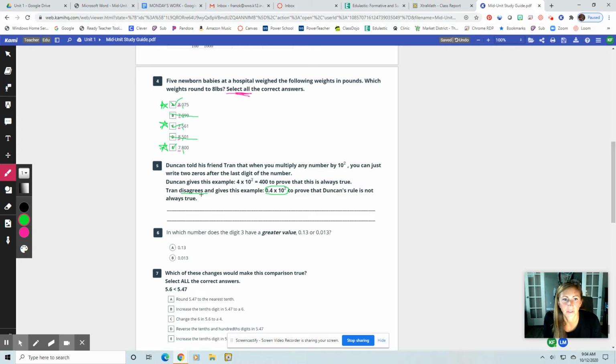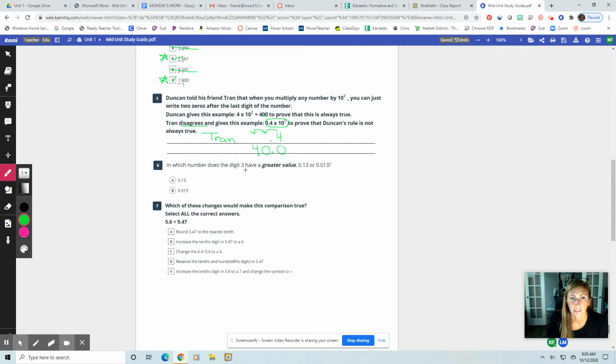It's not very clear in the question that that's what you're doing. This is just like that Caleb and Noah question. So Tran is the one who is right. So I can write this in here. Tran's right because Duncan's only right if it's a whole number. Then you can just put those 2 zeros on. But if you have Tran's example and it's multiplied by 10 to the power of 2, that 4 is moving 2 place values to the left, and it wouldn't have 2 zeros. It'd end up being a 40. And therefore, Duncan's not always right, especially because it's decimals, okay?